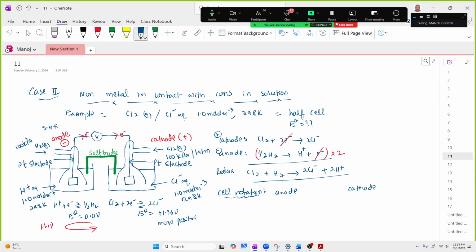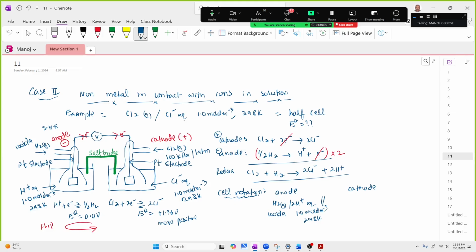So who's my anode? Of course, you can look at the redox reaction and do that. My hydrogen, which is gas, changed to 2H plus aqueous. You could mention extra data. Do not be afraid of this: 100 kPa. Mention that data. I should have mentioned it previously also. 1.0 mole per dm cube, 298 K. Done. Salt bridge, don't forget.